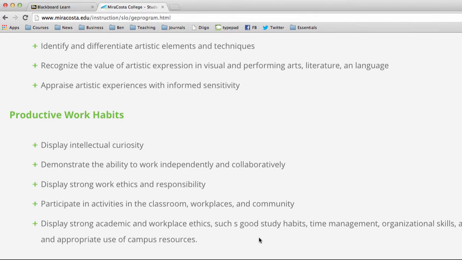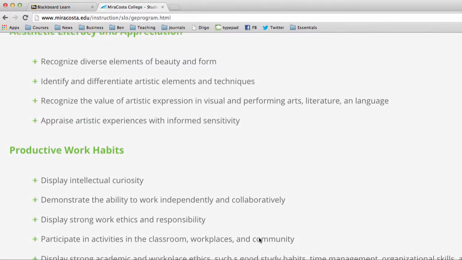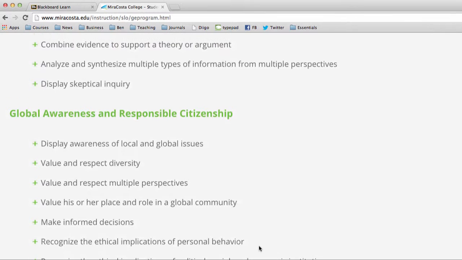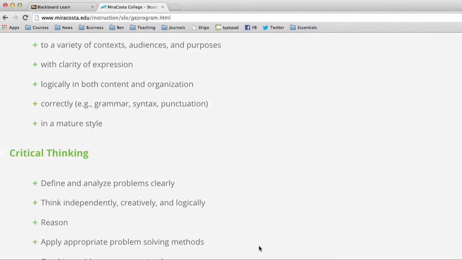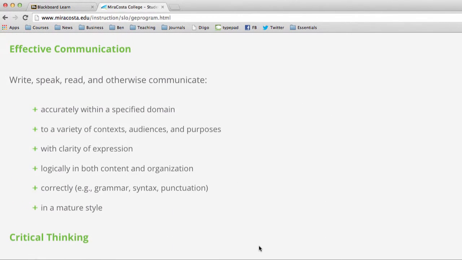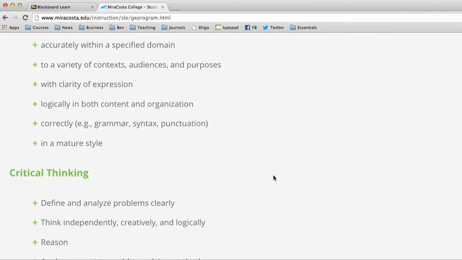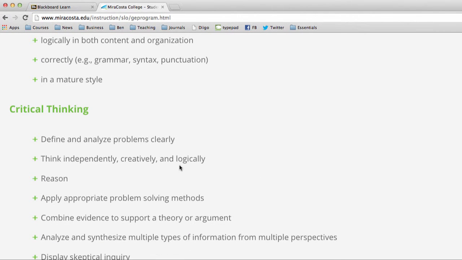So I just wanted to take a minute to walk you visually through what's going on here when we talk about GE outcomes, and how important it is to narrow the focus for a blog post or a paper and a paragraph to a specific bullet point, and if the bullet point looks at multiple skills, to even parse those out. So to a variety of contexts, audiences, and purposes, that's one good skill. But think independently, creatively, and logically, those are really three different skills. So think about ways that you can break out these skills even further if you need to, or when you need to.